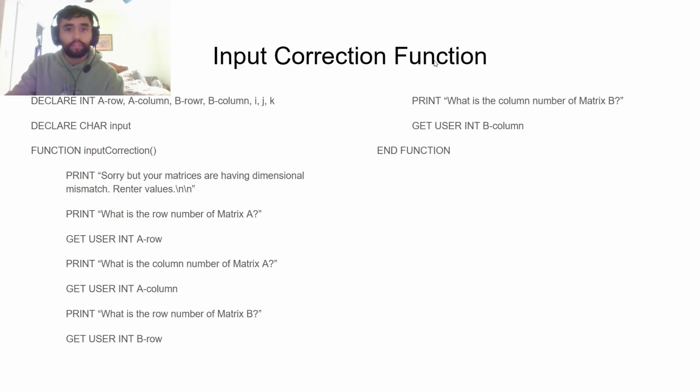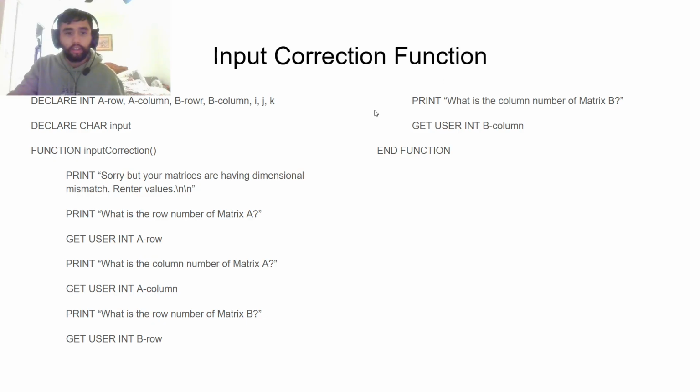So, input correction function. This is the beginning of my pseudocode, and I declare my global variables. I have to declare I, J, and K here, mainly because in Dev C++, which is my primary compiler, it doesn't like it when I define it inside a loop and then redefine it. It's a bit odd, but it's an older compiler, so that's why.